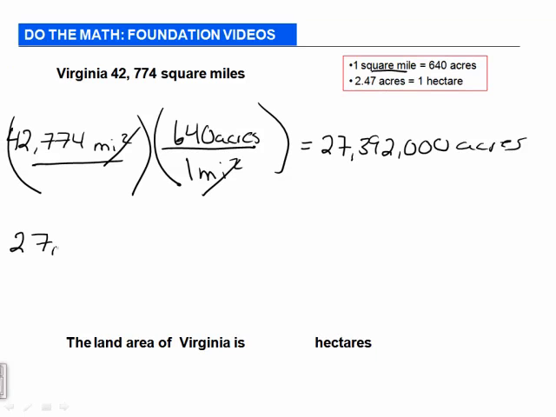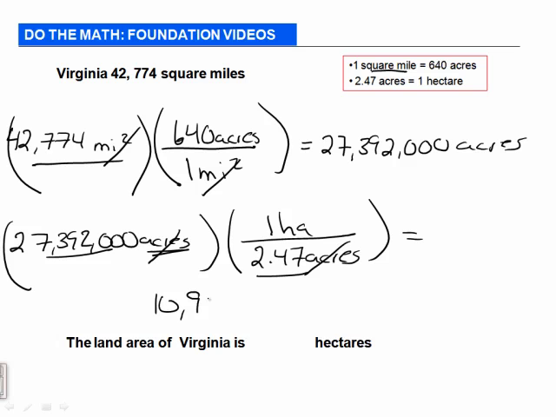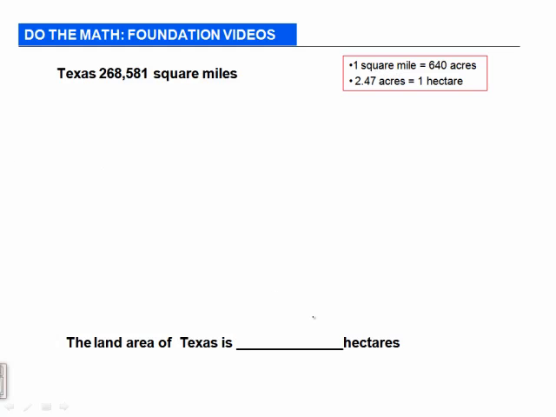And then I'm going to put that down here, 27,392,000 acres. And I'm going to use the second conversion. Now you're probably getting the hang of this deal. I'm going to say 2.47 acres. Again, I put that on the bottom because I want it to cancel out with the acres up here on top. And I'm going to say 1 hectare, 1 HA. The acres cancel. Now I'll take this number, divide by 2.47, and I get a pretty big number, 10,956,800 hectares. And that goes here. And when you do one more, we've got to do big old Texas.